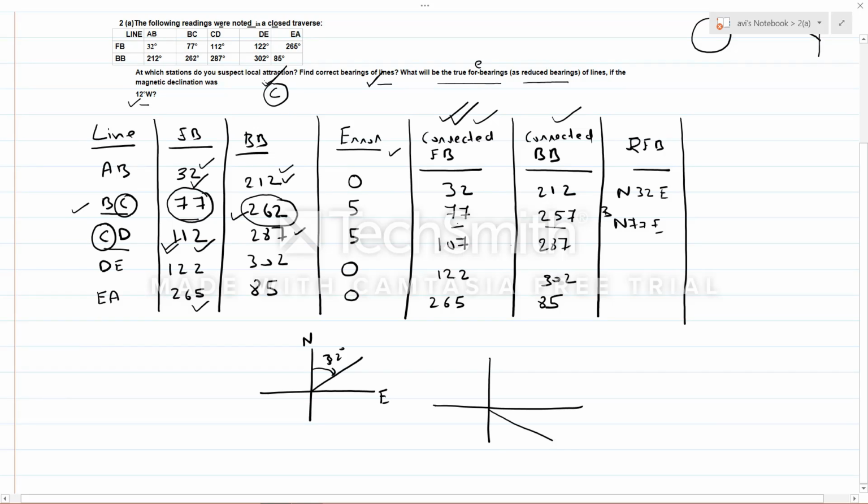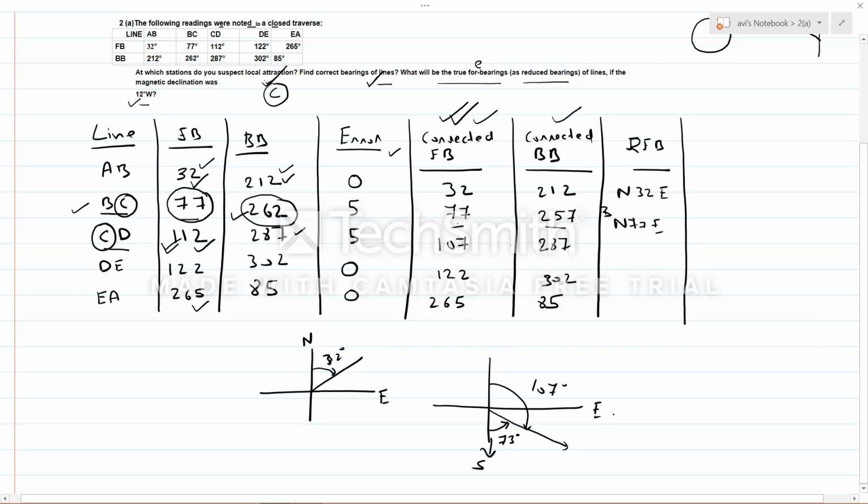This angle is 107 degrees, which is greater than 90 degrees. What is this direction? This is south. This is east. And from where will we take the angle? We will take this angle. It is 180 minus 107, that is equal to 73 degrees.